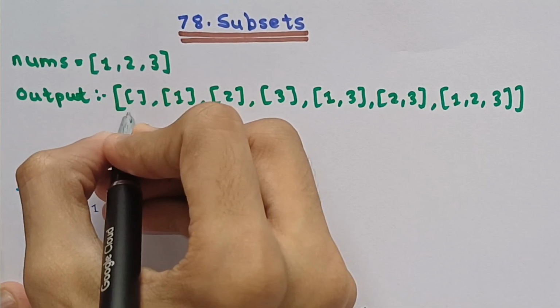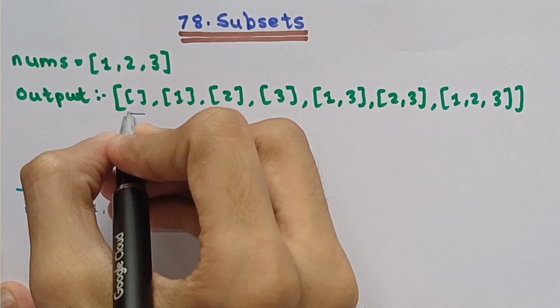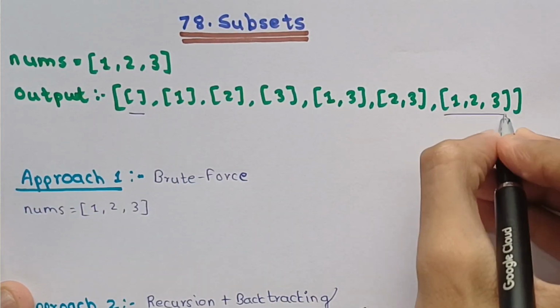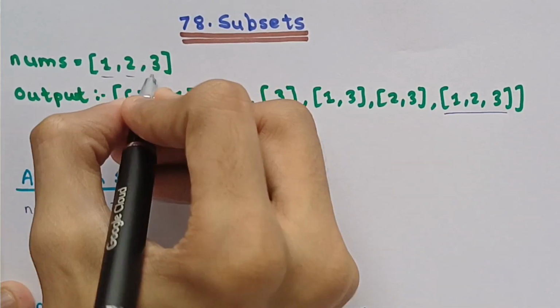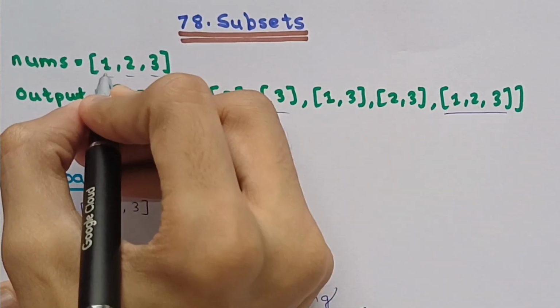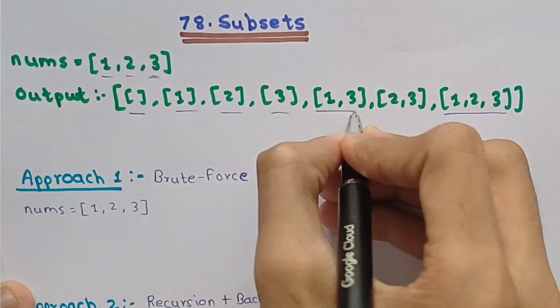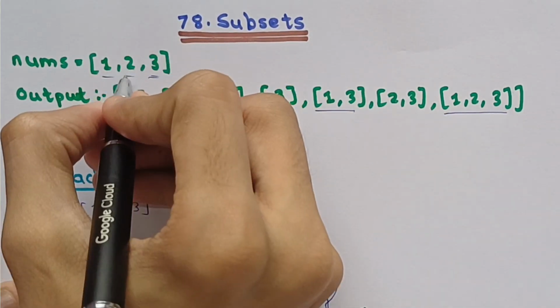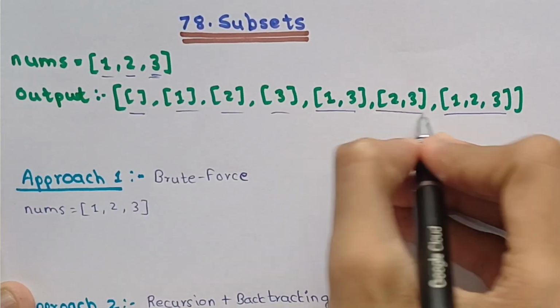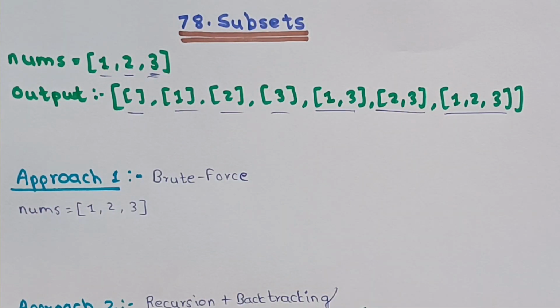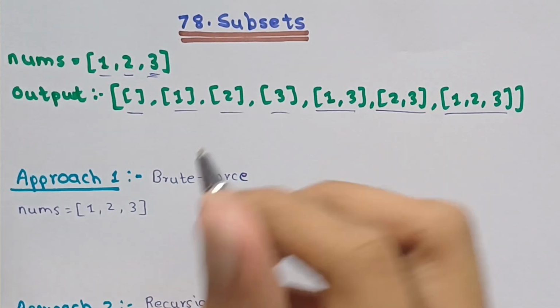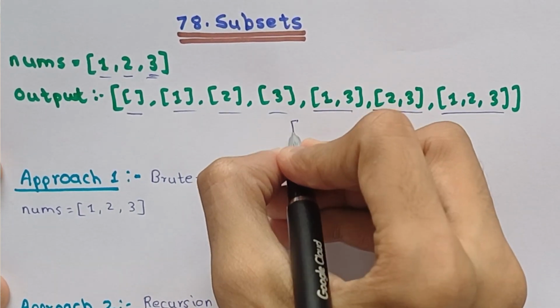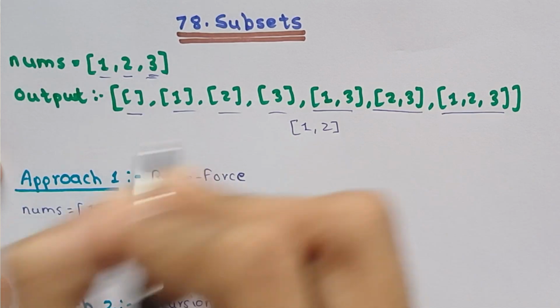First of all, blank is a subset, meaning the null set is a subset, and 1 2 3 is a subset. Then 1 and 3 are a subset, and 2 and 3 are a subset. These are the subsets. One more set is absent from here: 1 and 2 is also a subset.